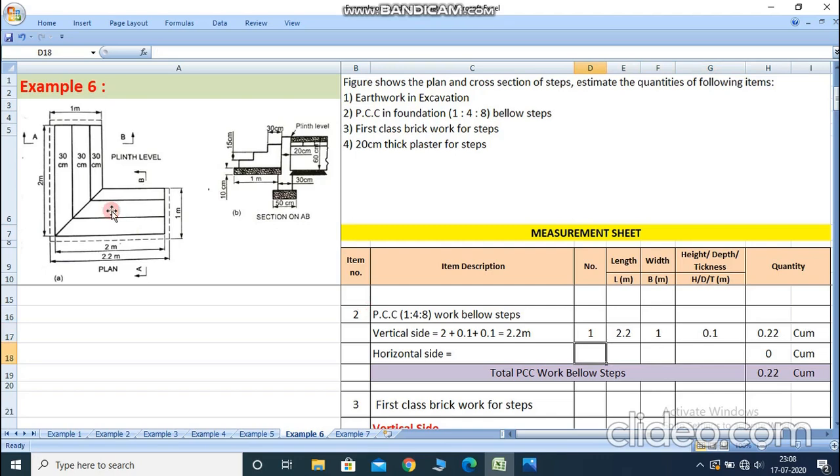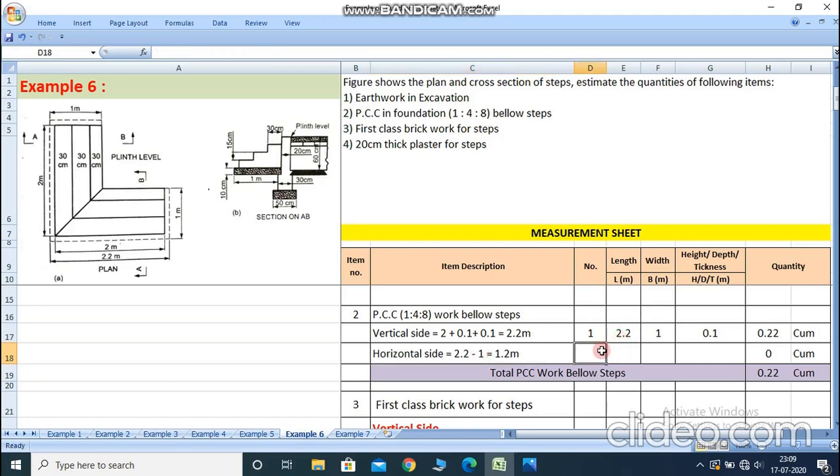Similarly, the horizontal side, this side, here this portion is already calculated in the vertical side. So for this part, the total length from the dotted line to dotted line is 2.2 meter. So here 2.2 minus 1 meter, because up to this portion we have already calculated in the vertical side. So 2.2 minus 1 meter is equal to 1.2 meter.